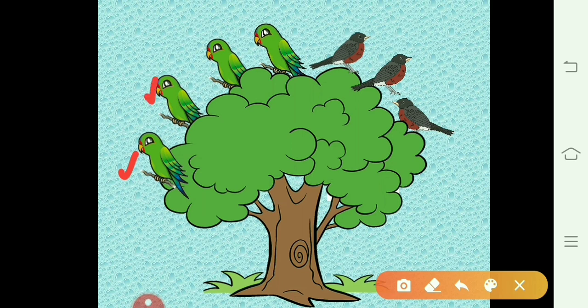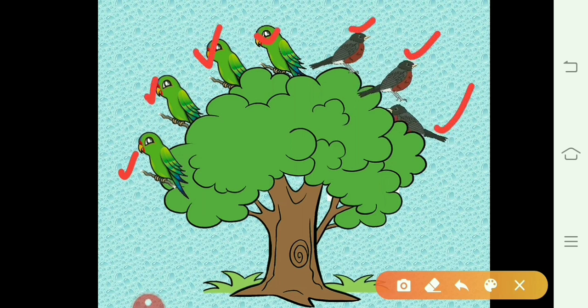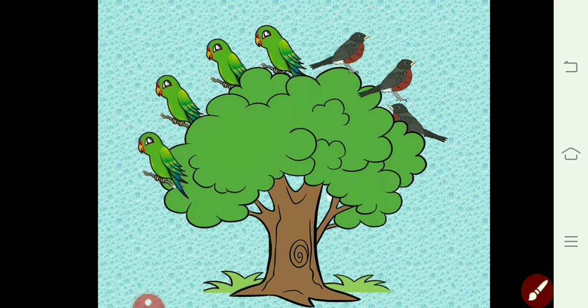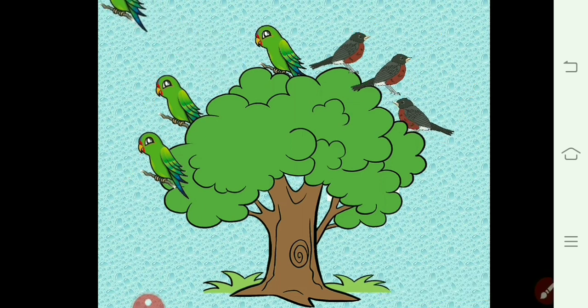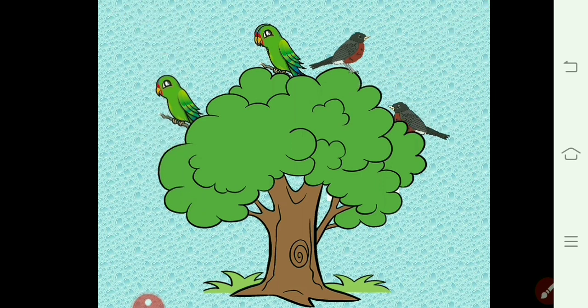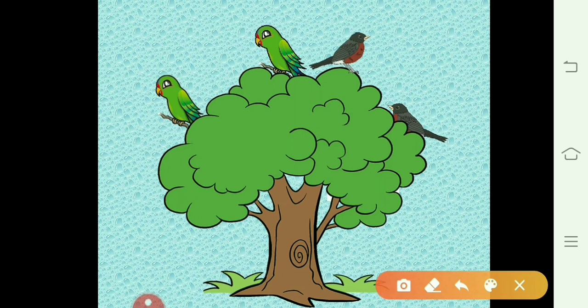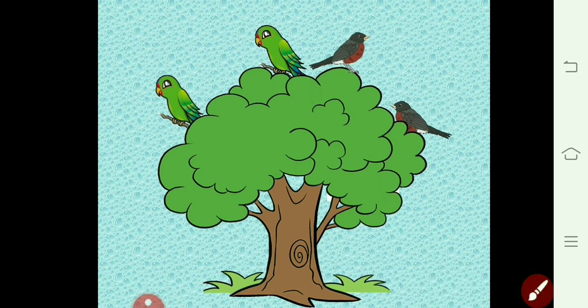1, 2, 3, 4, 5, 6 and 7. Okay, 7 birds are sitting on the tree, and from these 7 birds, 1, 2 and 3 birds flew away, उड़ गए. Now how many birds are remaining? कितने बचे? 1, 2, 3 and 4. So see how correctly we have done the word problem right now.